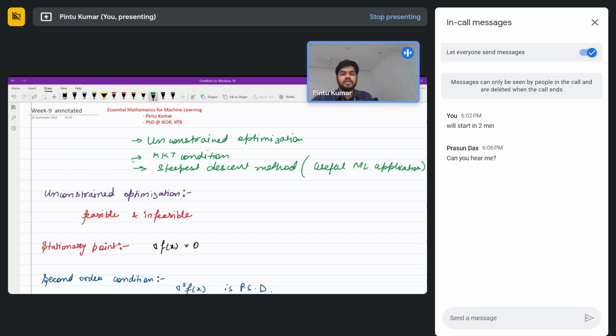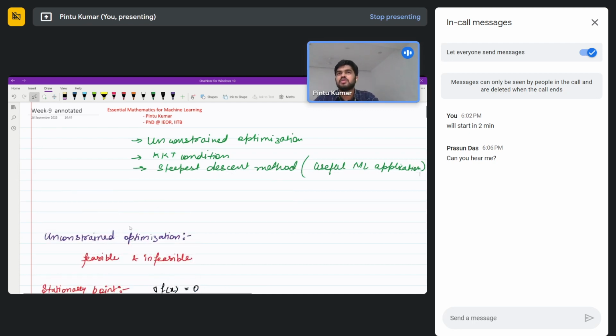Then we'll look at a variant of this, which is known as Newton method, and also talk about why the Newton method is not very common in the machine learning community, although it's good. And we'll talk very little about penalty functions, and we'll try to solve problems related to assignments based on these topics.